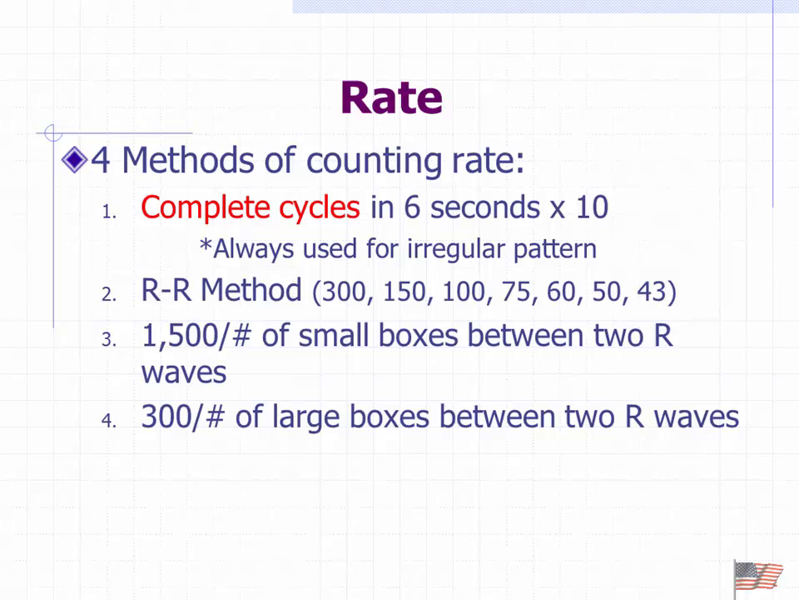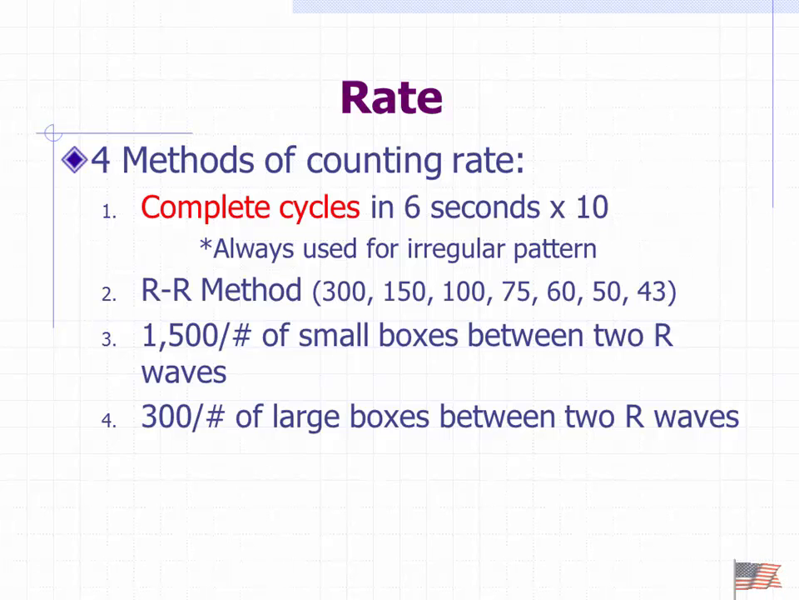The easiest or simplest way, but also the least specific way, is to look at a 6-second strip and multiply the number of beats in those 6 seconds by 10. That'll give you the rate. It's what we always use when we have an irregular pattern, but it's an easy strip, and I'll show you in a second how that process works.